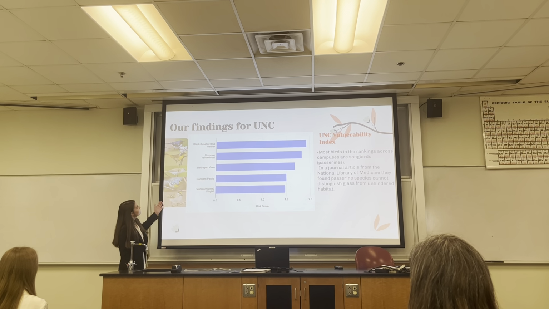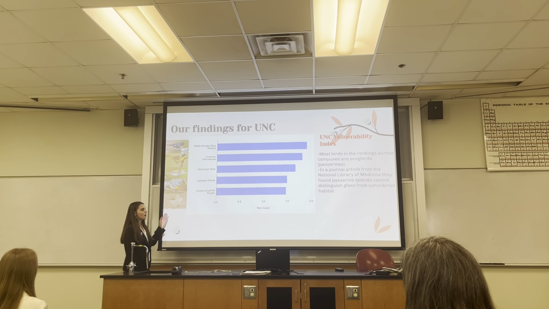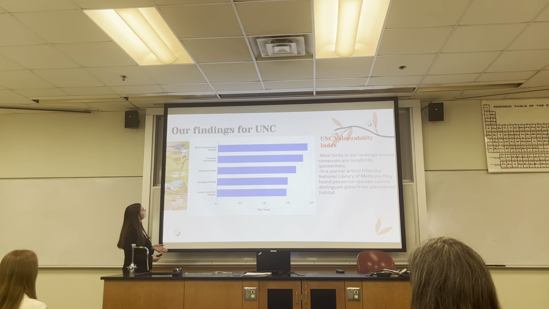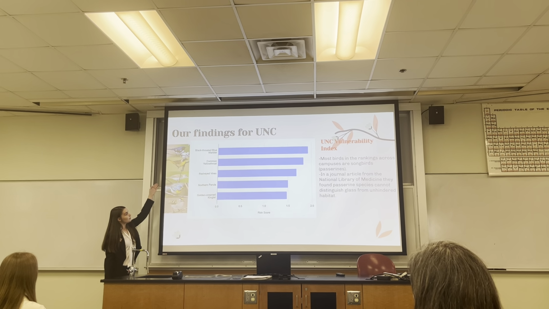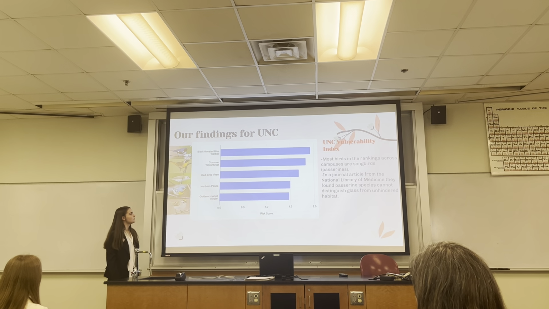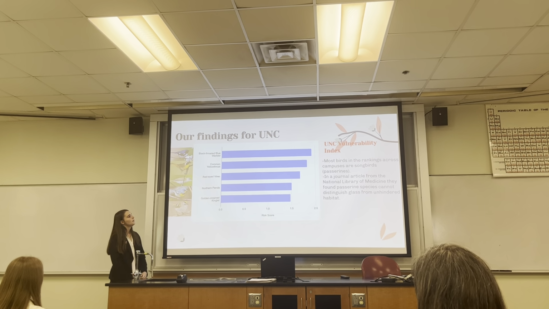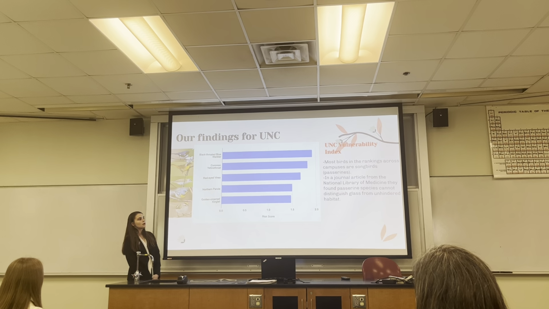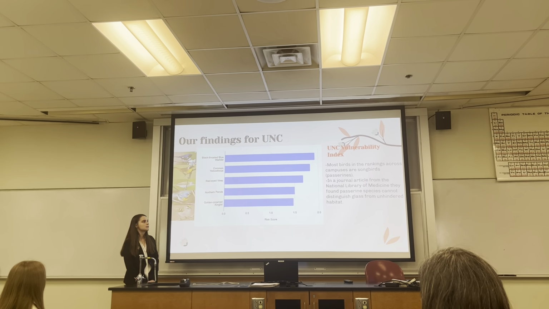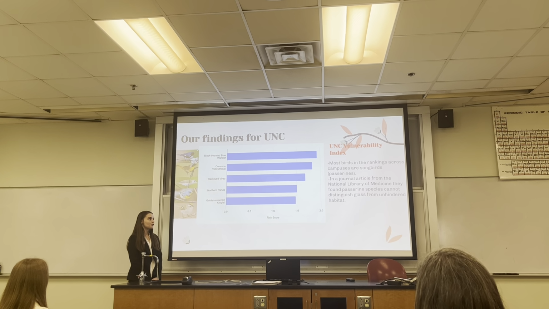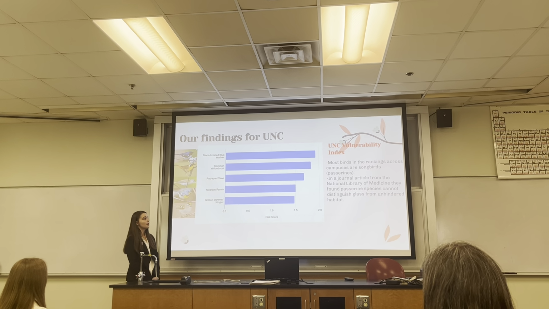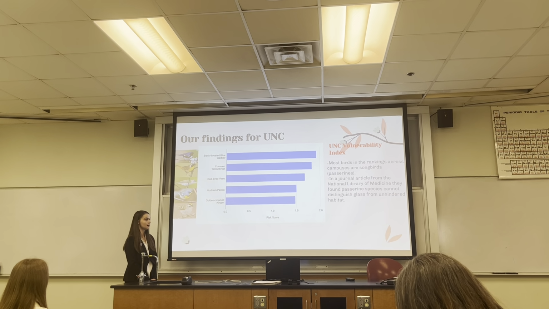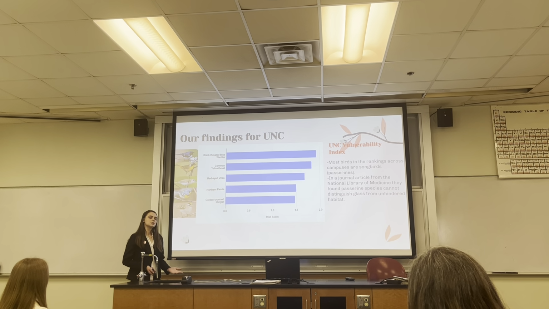So these were our findings for UNC. This is the top 5 ranked risk scores. So we had the black-throated blue warbler, the common yellowthroat, red-eyed vireo, northern parula, and the golden-crowned kinglet. Most birds in the rankings across campuses are songbirds, which are passerines. In a journal article from the National Library of Medicine, they found that passerine species cannot distinguish glass from unhindered habitat, which results in more window collisions.